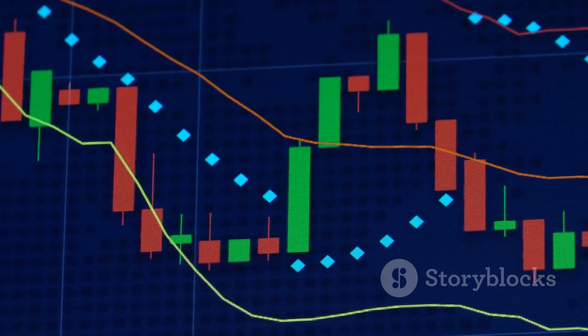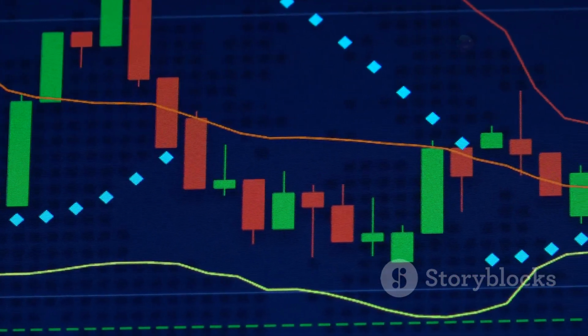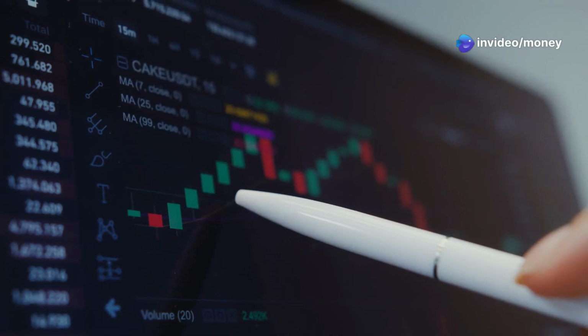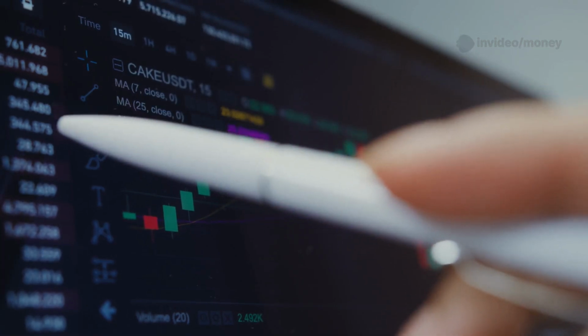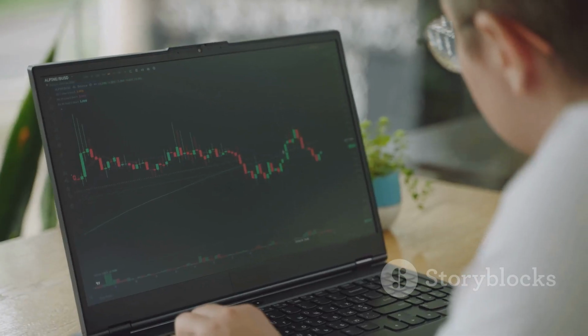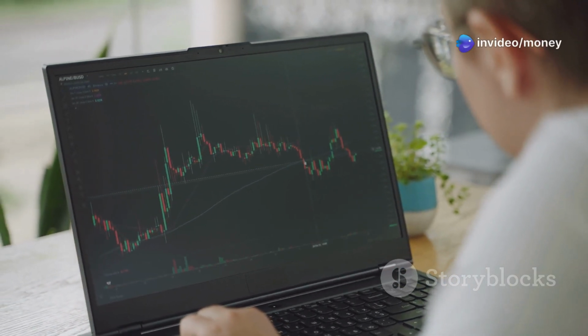They're a rich visual representation of the battle between buyers, often called bulls, and sellers or bears over a specific period. Each candle tells a story of greed, fear, indecision, and conviction, offering clues about where the price might be headed next. Learning to read these patterns is like becoming fluent in the market's native tongue, giving you a distinct advantage.